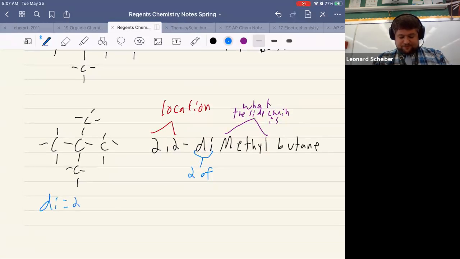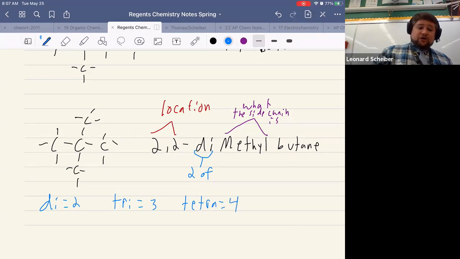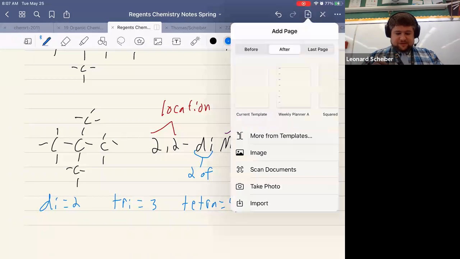So when we are using these multiple prefixes, di means 2, tri means 3, tetra means 4. You could use mono for 1, but you don't have to. 5 is penta, 6 is hexa, 7 is hepta, 8 is octa, 9 is nona, 10 is deca. 11, I forget what it is. 20 would be dideca. But we're never going to really do more than 2. So let's look at some more examples of how we use these prefixes.